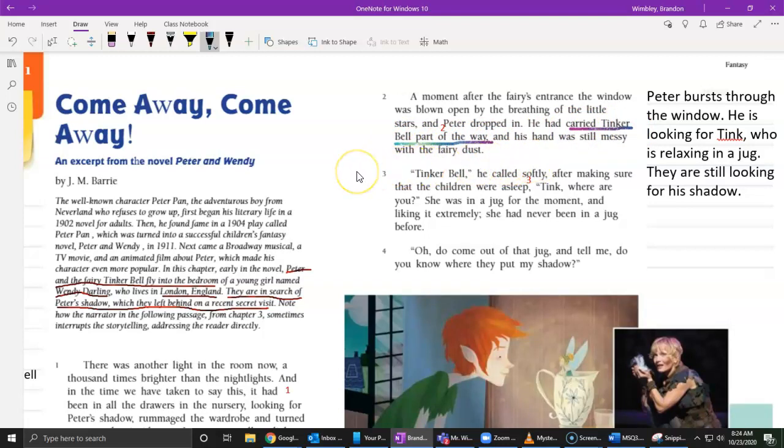Tinkerbell, he called softly, after making sure the children were asleep. Tink, where are you? She was in a jug for the moment, and liking it extremely. She had never been in a jug before. Oh, do come out of that jug, and tell me, do you know where they put my shadow?